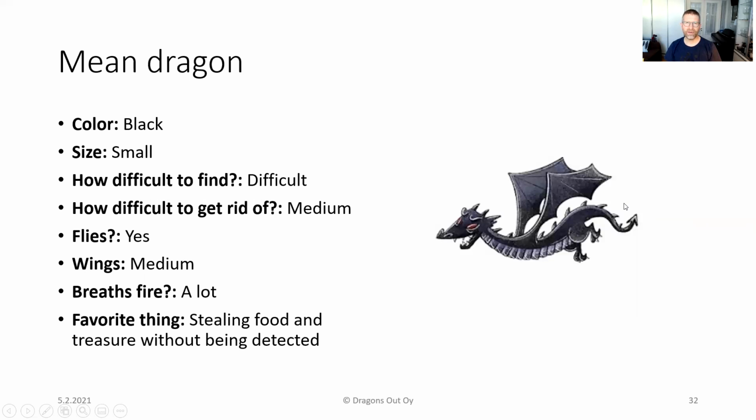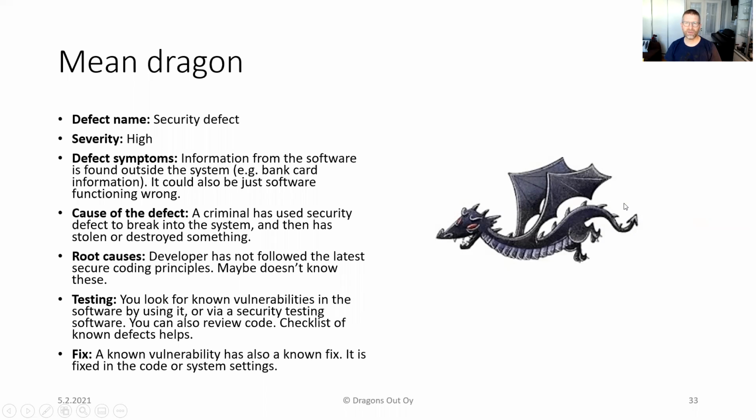Then what we can have is mean dragons that are black and steal food without being detected. That seems to be part of the thing. They have very hot fire that they breathe. Now these represent security defects, like the black hats, the hackers, the bad people who break into systems and try to steal some data, some information on systems, maybe benefit from it by selling it to somebody. These defects need to be found as well, and again, removed.